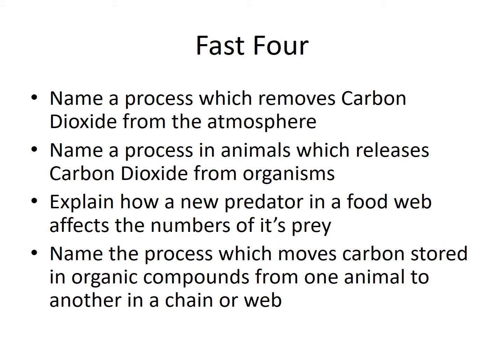The only things I would fill in: when I say explain how a new predator in a food web affects the numbers of its prey, that's the things in the trophic level below it, on the next level down in the diagram. And in the last one, organic compounds are the things that we make in living organisms using carbon. How do they get from one animal to another?